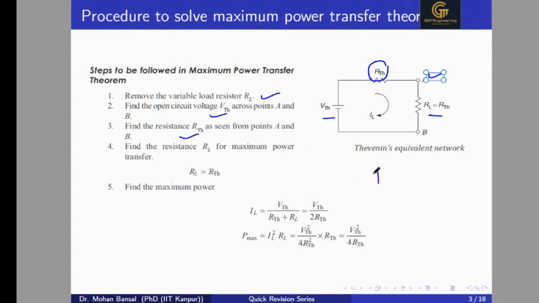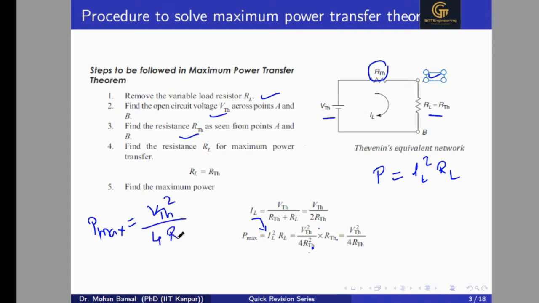And the maximum power will be equal to IL square into RL. IL is VTH divided by 2 RTH, and if we substitute this IL in the equation IL square RL, we get VTH square divided by 4 RTH square, into RTH. Finally, the maximum power is nothing but VTH square divided by 4 RTH.